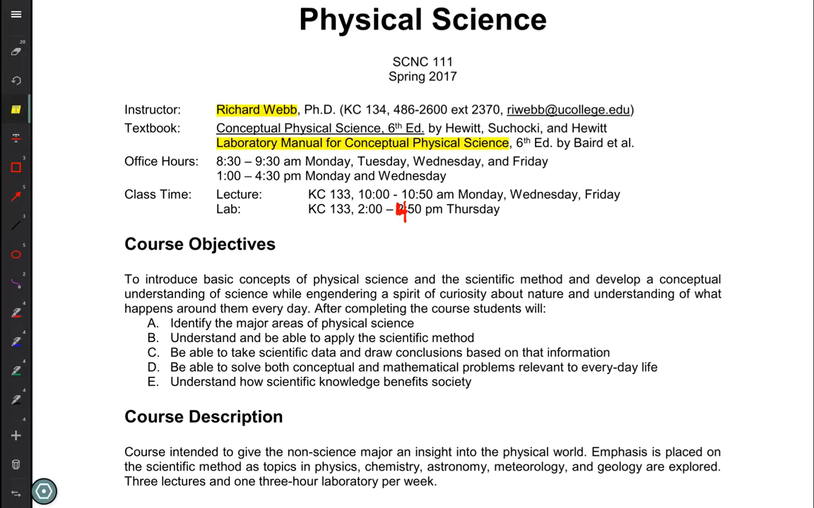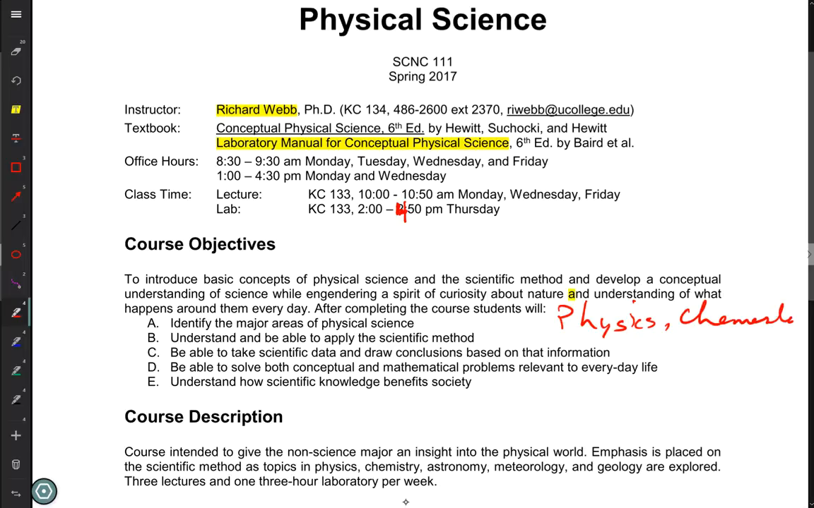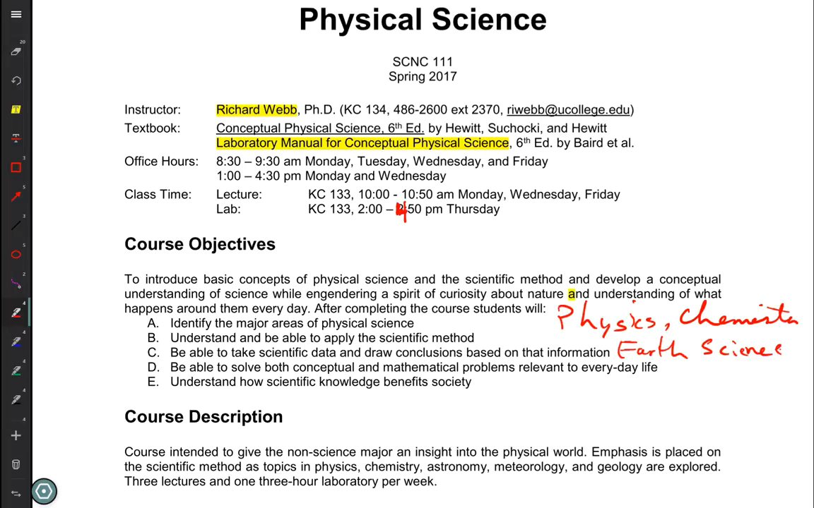So at the end of the semester, I hope that, number one, you'll be able to identify those major areas of physical science. What were they? I know. Probably nobody's paying attention. Yeah. Physics, chemistry. Earth science, which our textbook uses that term so it doesn't have to list meteorology separately. And then what was the final one? Astronomy.